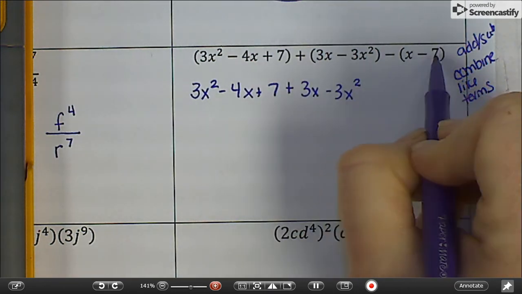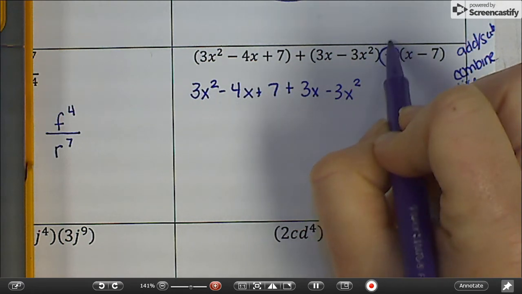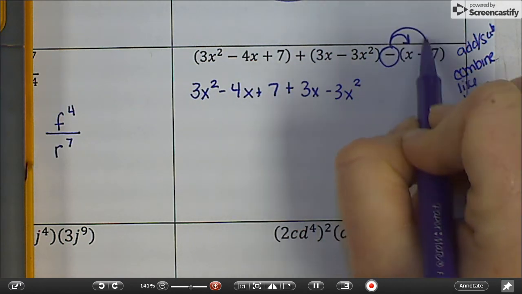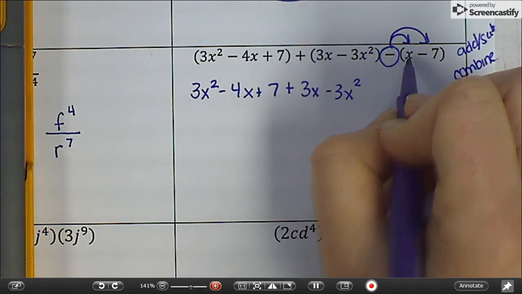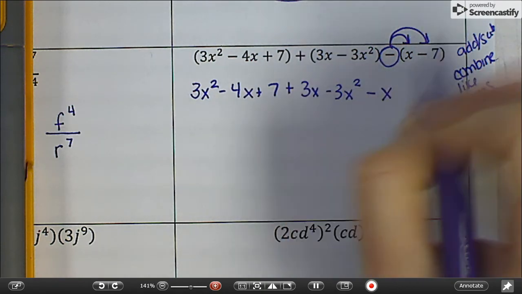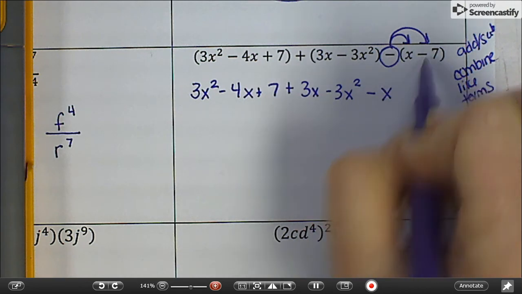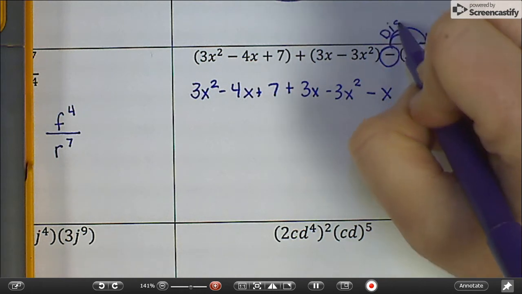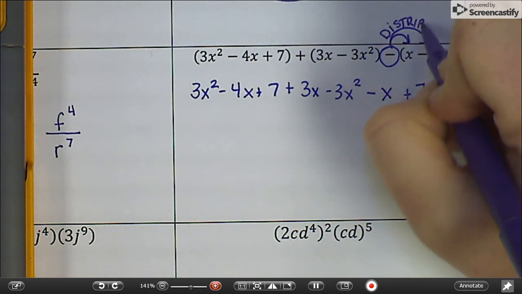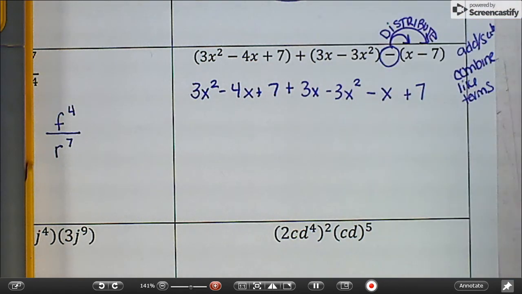And there are no like terms in here, but with subtraction, we're really going to distribute. Okay, so -1 times x is -x, and times negative is going to be positive 7. Okay, so we use the distributive property here with the negative sign. That is important.